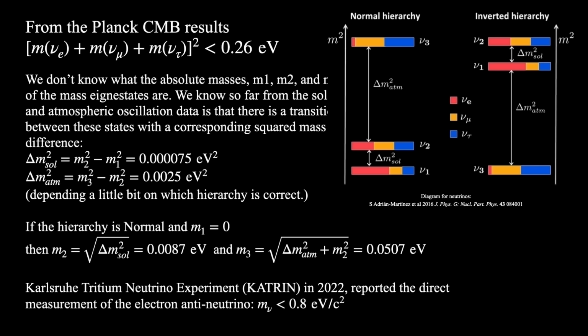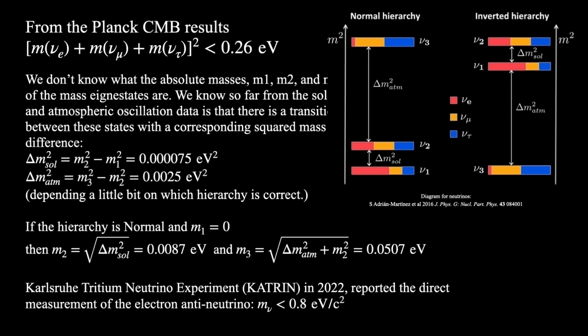Of course, you can divide by c to the fourth here to get mass squared, but the energies in particle physics are usually stated in rest mass energies. Next, the atmospheric oscillations show the mass difference between states 3 and 2, and that's approximately 2.5 times 10 to the minus 3 electron volts squared. The difference between the normal and inverted hierarchy will change those numbers a little bit.